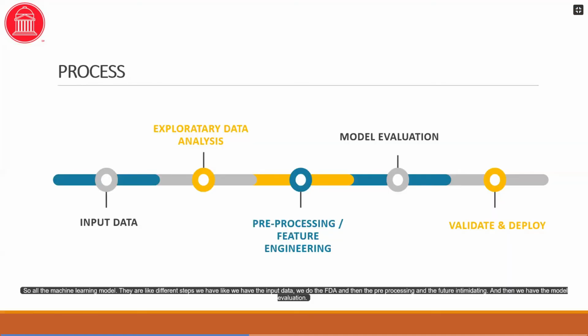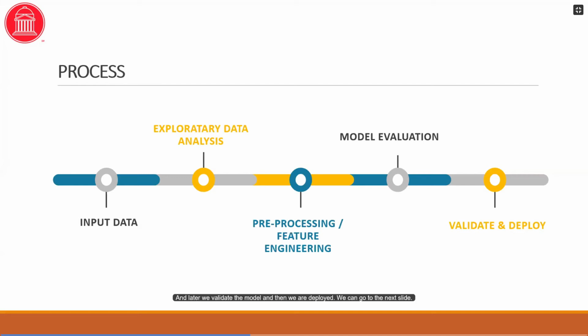For the machine learning model, there are different steps: we have the input data, we do the EDA, then the pre-processing and feature engineering, and then we have the model evaluation. Later we validate the model and then we deploy it. Lee, can you go to the next slide?